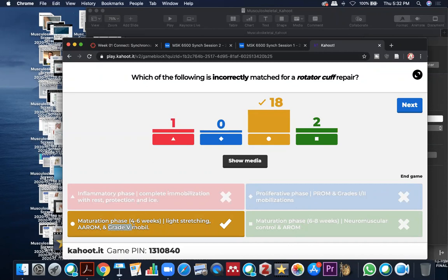And because the grade 5 is a thrust, it's the thrust manipulation, if I remember right. And so you just got out of a rotator cuff surgery. So even though it's in the maturation phase, that could seriously irritate it, damage it, considering that you're not even doing active range of motion at that point. That you've got active assistive.